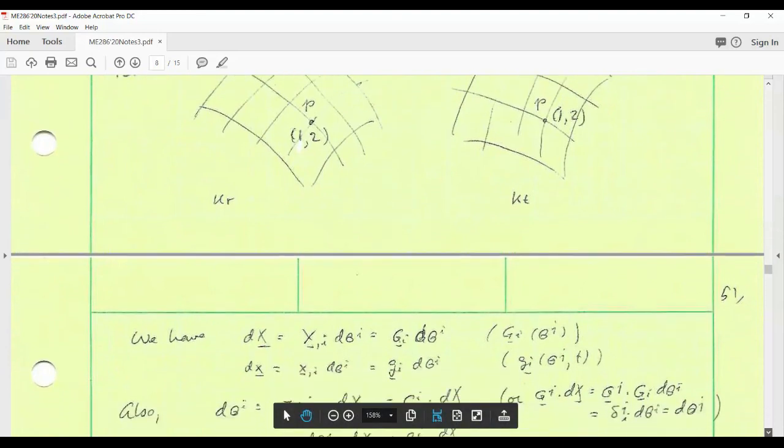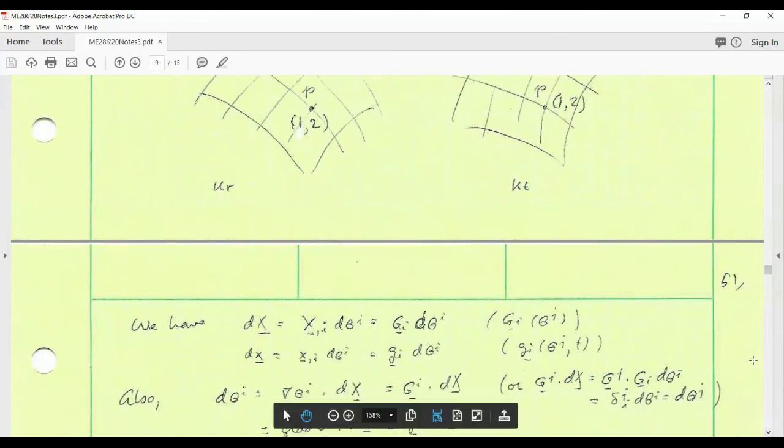So I think I better stop here, and next time we'll use these convective coordinates to analyze deformation and interpret our familiar deformation variables like the deformation gradient, strain, and so on in terms of this geometry induced by convective coordinates.